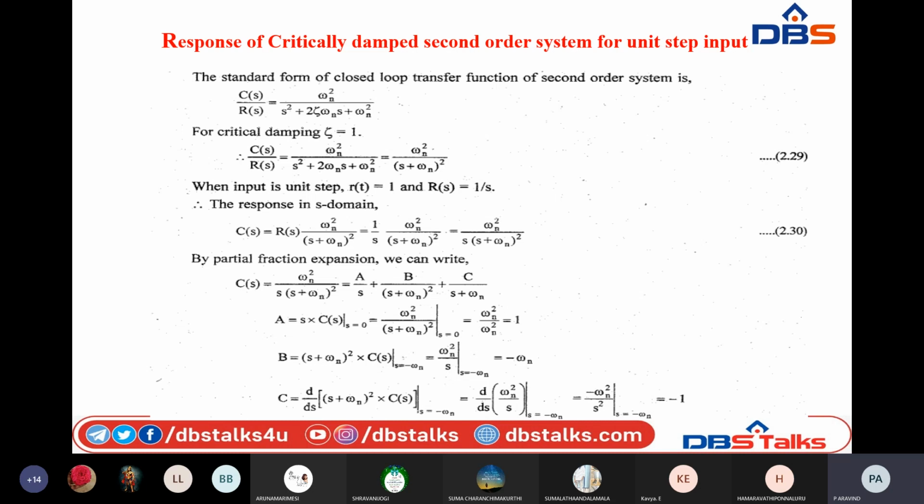Similarly for C value, C equal to d by ds of s plus omega n whole square multiplied with C of s, by letting s equal to minus omega n. So just doing differentiation and then substituting s equal to minus omega n, we will get the C value, that is C equal to minus 1. Now all these values A, B and C we substitute in C of s, that is the response in s domain.